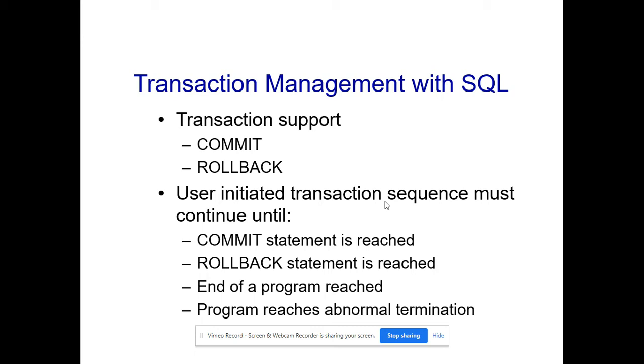Then there is the commit and rollback. A user-initiated transaction sequence must continue until a commit statement is reached, a rollback statement is reached. Commit simply means that you are committing to the changes that you have made. Like you have been writing to the database, you are committing to the changes that you have been making to the database. Then rollback, you are reverting the changes that you have made to the database. So I think it's self-explanatory here. Then the end of a program is reached.